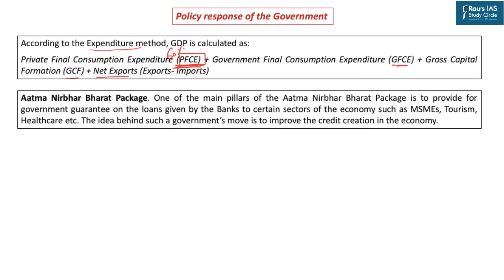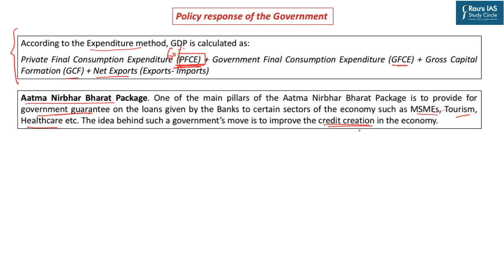Domestic demand must revive. In response to the economic crisis and to revive the domestic demand, the Government of India has come up with certain policy. The important aspect of it is the Atmanirbhar Bharat package. And one of the most important pillars under the Atmanirbhar Bharat package is to provide government guarantee on the loans given by the banks to certain sectors of the economy like MSME, tourism, healthcare sectors, among others. The main focus of the Atmanirbhar Bharat package is credit creation in the economy. And there is a rationale for this.